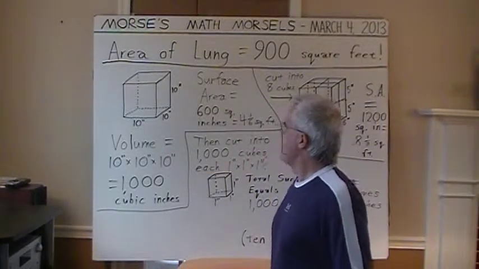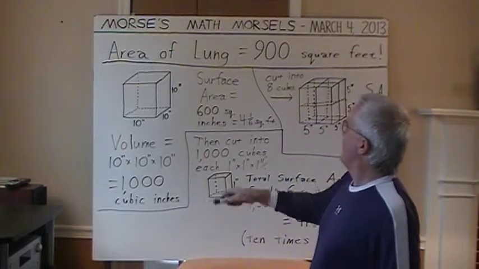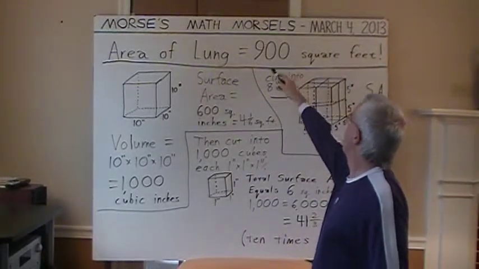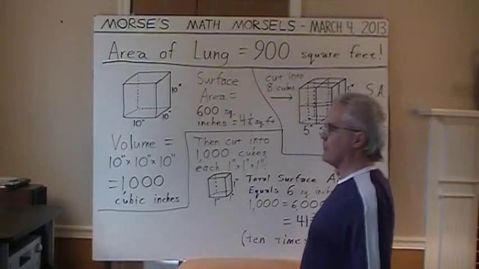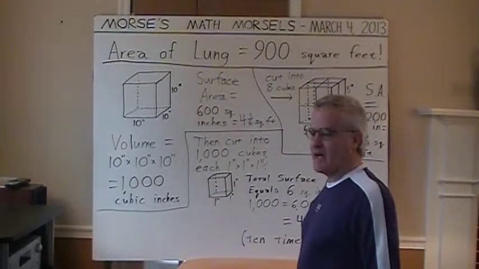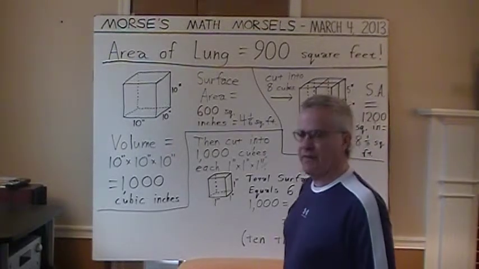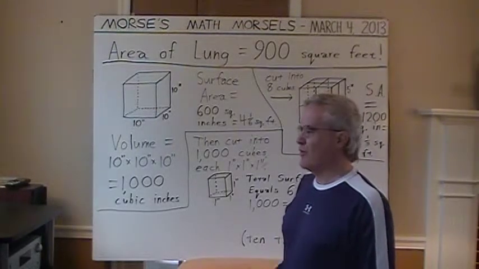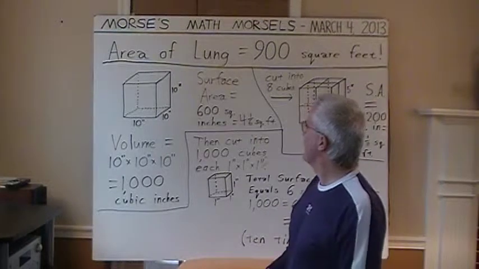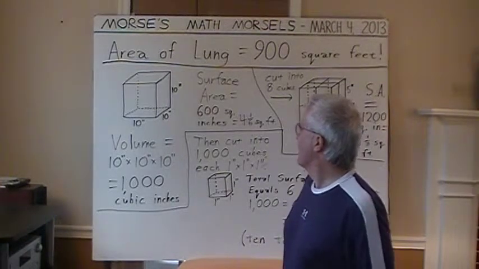In an earlier video, I'd mentioned that the area of an adult human lung equals 900 square feet. That's about half the size of a tennis court. Wow, so how can that much area fit into our comparatively small chest cavities?